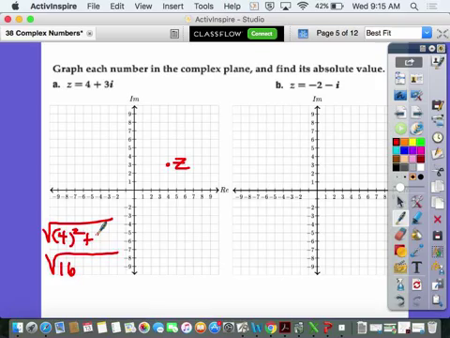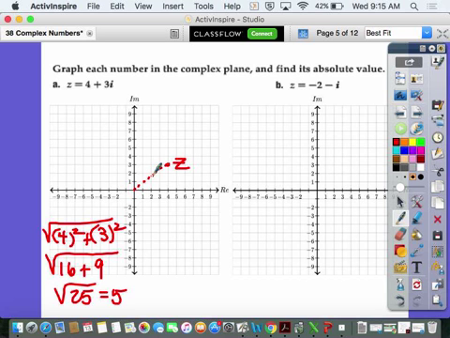plus b squared. What's b? 3i. Careful. It's just 3. It's just the number, not the i. Because think about it, when you put 3i and you square, you're going to get a 9i squared, and then you'll think negative. You don't want to do that. It's just the actual number itself. So that would be 9. 16 plus 9 is? Square root of 25 is? So the distance from here to here is 5 units.